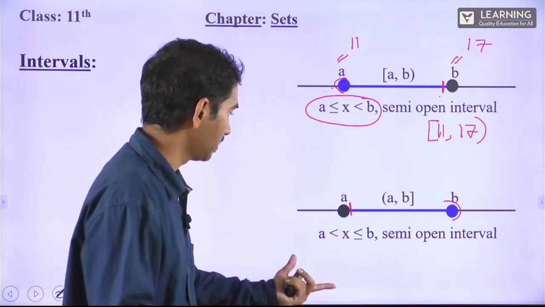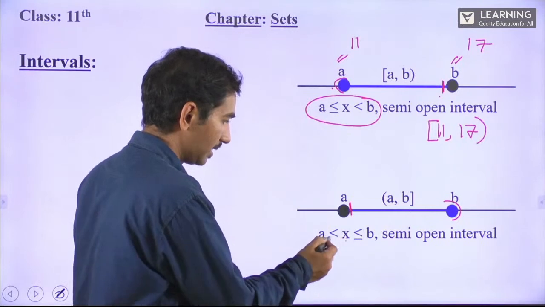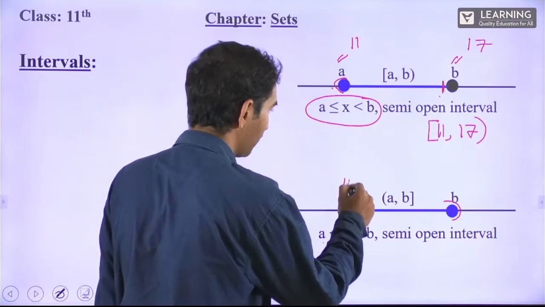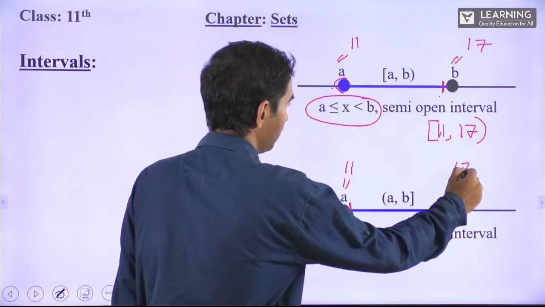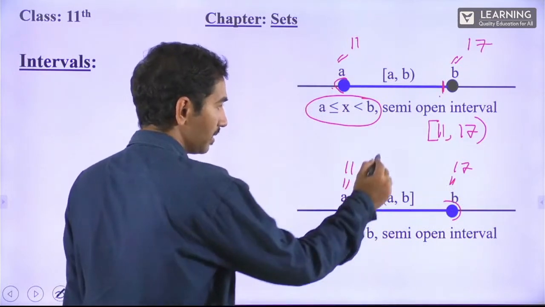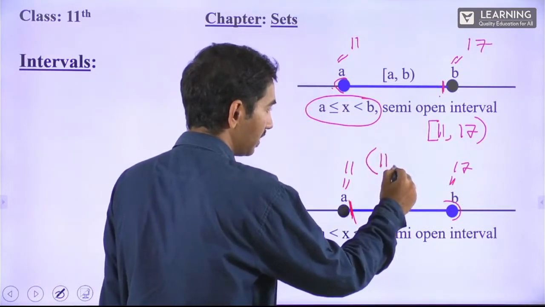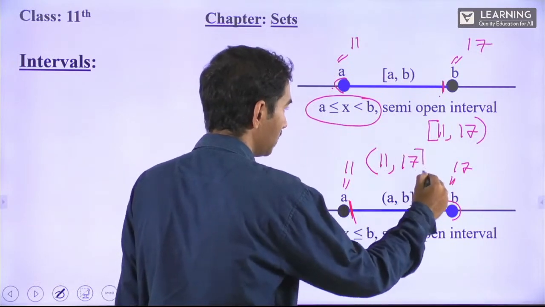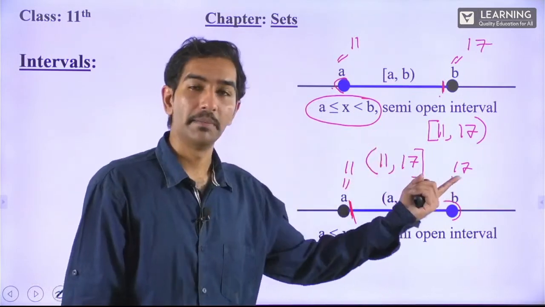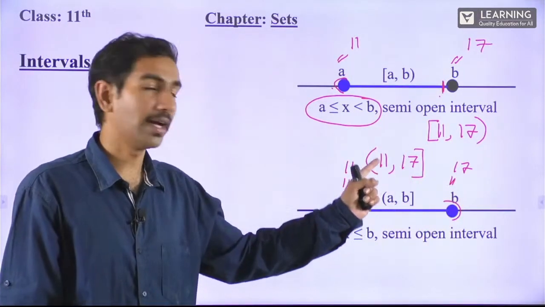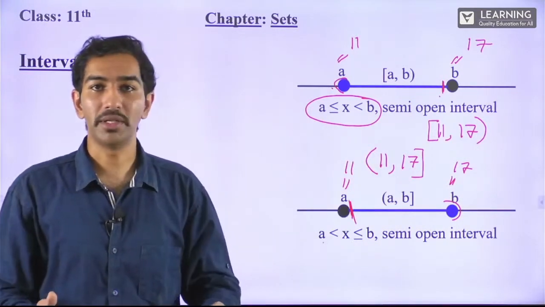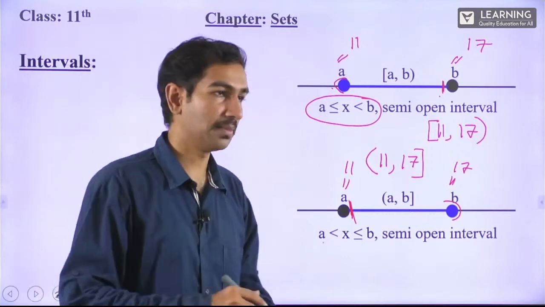Same thing here. x greater than a but lesser than or equal to b. How to write this? Let us take it as 11 and 17. We are not including 11, because the color is starting from here. So curved bracket 11 comma 17 with the square bracket. This time we are including 17, but we are not including 11. And the values between 11 and 17 we can consider. So this is all about intervals. Once I'll give a very quick summary on this slide.